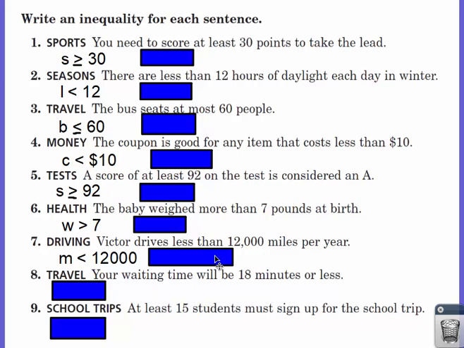Number 8, your waiting time will be 18 minutes or less. Okay, so could it be 18? Yes, it could, and it could be less than that. Okay, so T is less than or equal to 18. And then the last one, at least 15 students must sign up for the school trip. So 15 would work, it includes 15.